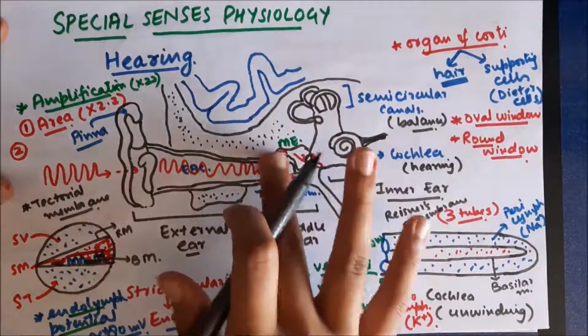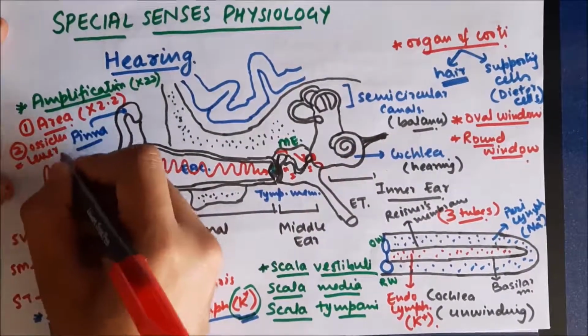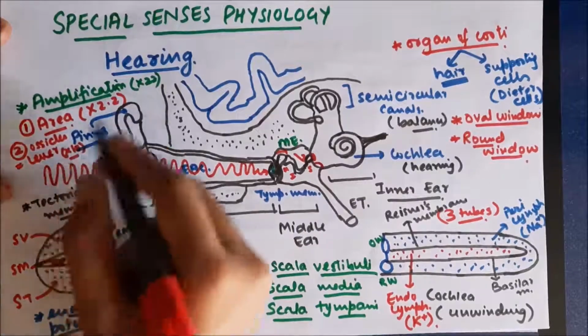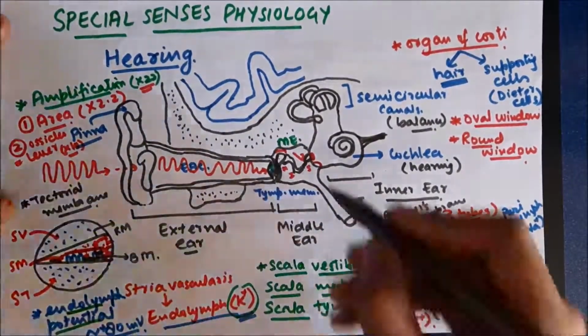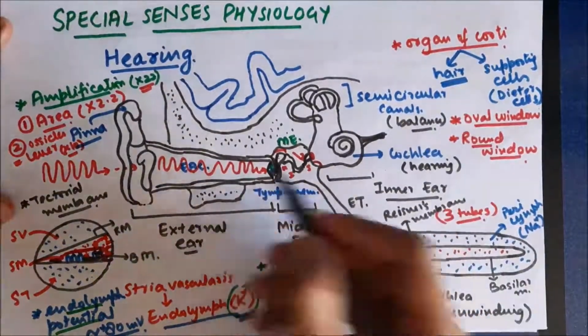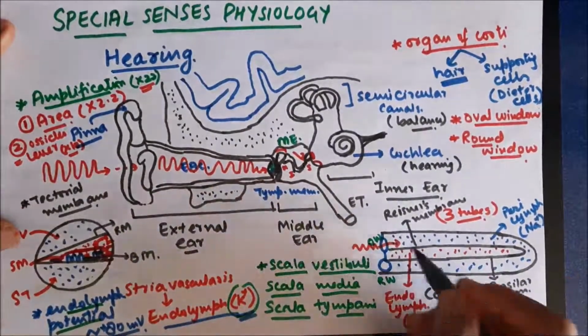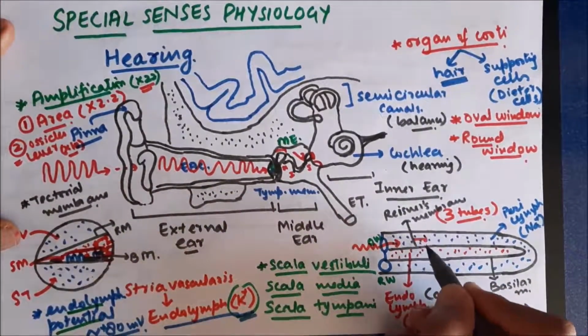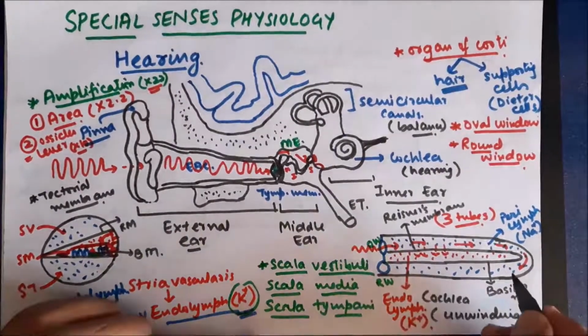Another mechanism is that these ossicles themselves act as a lever. By the lever mechanism, the amplification is almost 10 times, and the total amplification is 2.2 times 10, that's 22 times. So in the middle ear, the sound gets amplified 22 times before entering the inner ear. Now once sound enters the inner ear through the oval window, it causes vibrations in the perilymph, and these vibrations also exert some pressure on the endolymph.